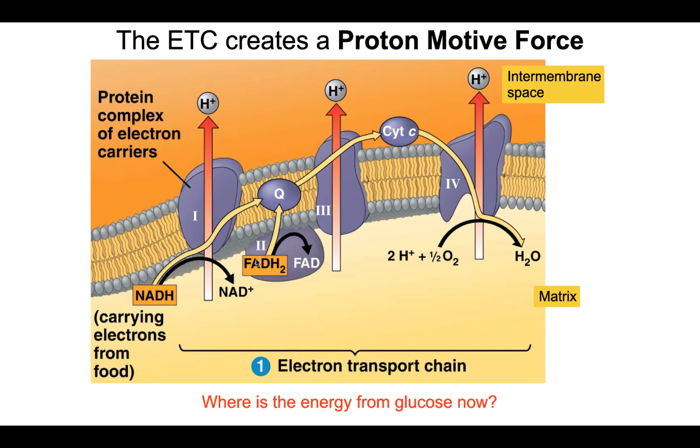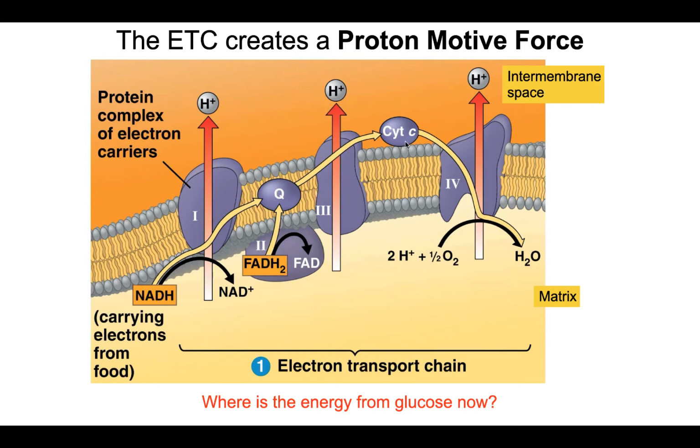Complex 2 is another enzyme that catalyzes the oxidation of FADH2 and the reduction of Q. In other words, complex 2 catalyzes the transfer of electrons from FADH2 to Q. So there's two ways that we can reduce Q: through complex 1 and NADH, and through complex 2 and FADH2. Now, Q is now reduced, and it goes over to complex 3. And complex 3 is going to catalyze the transfer of electrons from Q to cytochrome C.